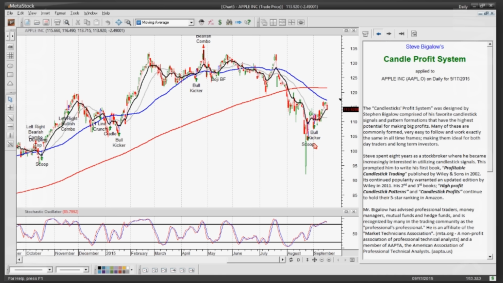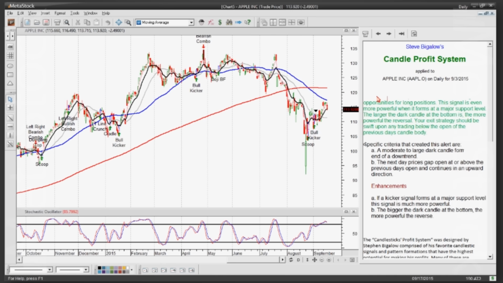But I can always go back in the chart. If I click on this bull kicker, I do have to hit it on the head. Let me go ahead and find it real quick here. It's going to give you an overview of what the bullish kicker is. So in this particular case, the bullish kicker presents consistent trading opportunities for long positions. This signal is even more powerful when it forms at a major support level. The larger the dark candle at the bottom is, the more powerful the reversal. Your exit strategy should be swift upon any trading below the open of the previous day's candle body. So it gives you an idea of how to get out of it.